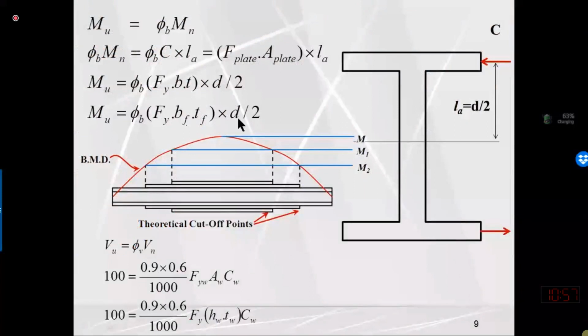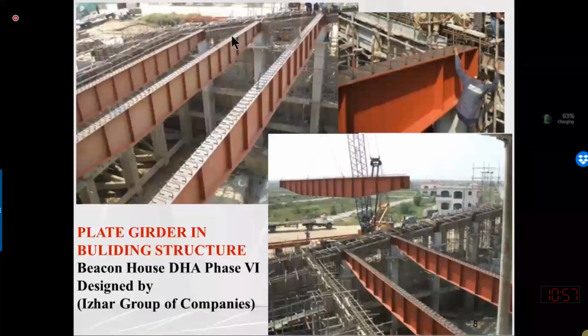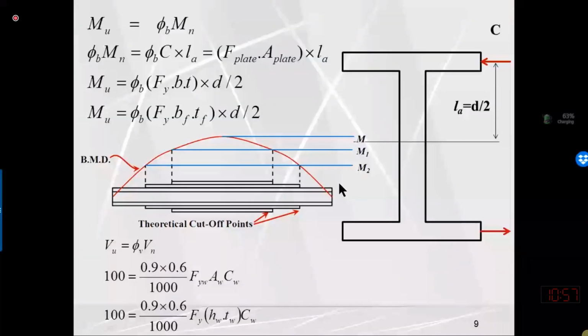And this process is used over here, because at the end the moment is less, so that's why the depth is reduced. And in the center the moment is more, so a larger depth is used. But we have to use some minimum depth here. It doesn't mean that the moment at the end is zero, so the depth will be zero.